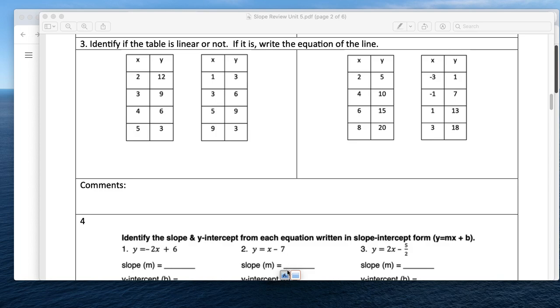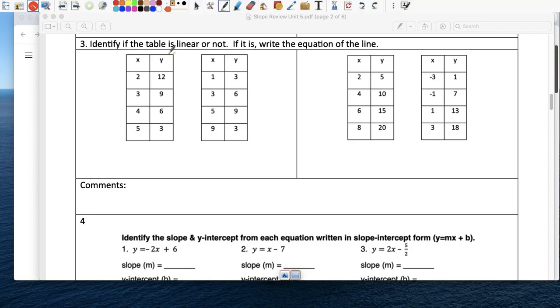Let's see if the slopes are the same. So let me do that here. This is plus 1, plus 1, plus 1. This is minus 3, minus 3, and minus 3, right? Because 12 to get to 9, you subtract 3, and 9 to get to 6, you subtract 3.